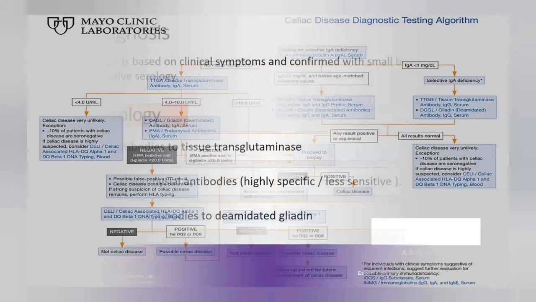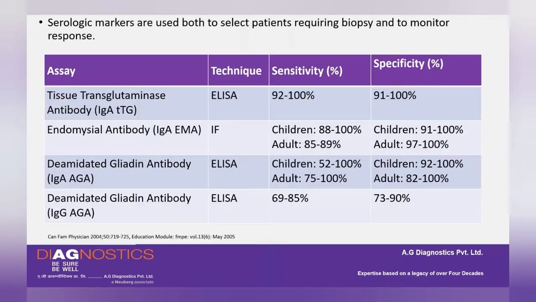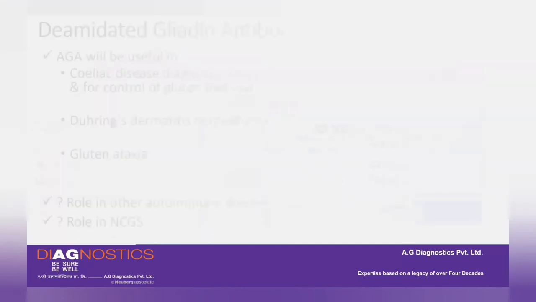So like I said, diagnosis is based on clinical symptoms and is confirmed with a small bowel biopsy and positive serology. The TTG antibody has a 92 to 100% sensitivity and 91 to 100% specificity. Endomysial antibodies are in adults, again, 85 to 89% sensitivity and almost 100% specificity. Again, the gliadin antibodies are also almost 100% specificity. So mostly the serology, if it is positive, will indicate that there is celiac disease.